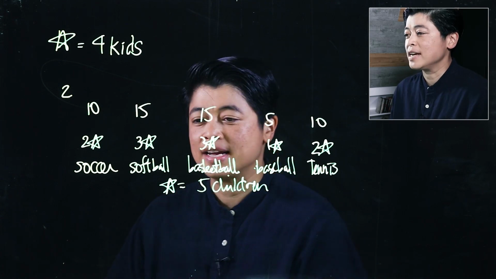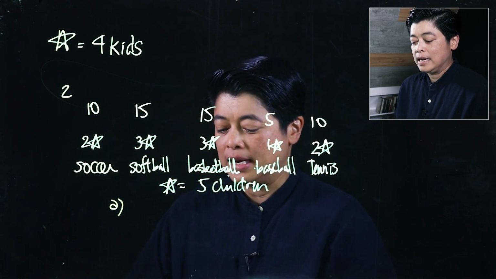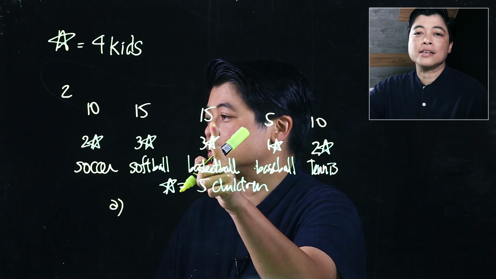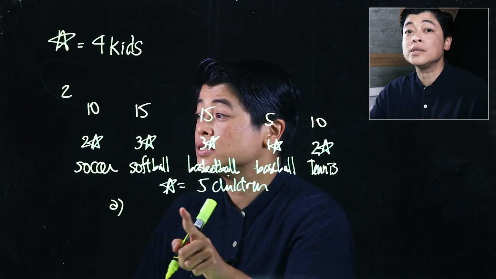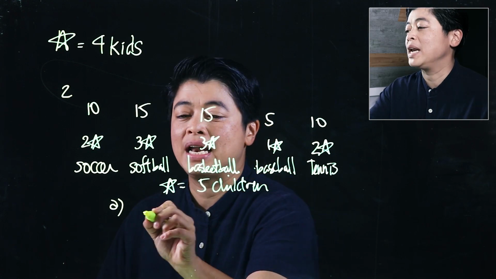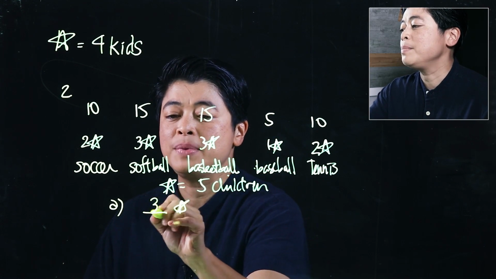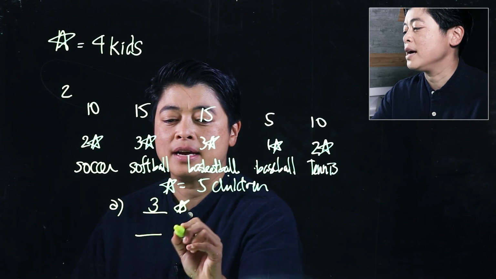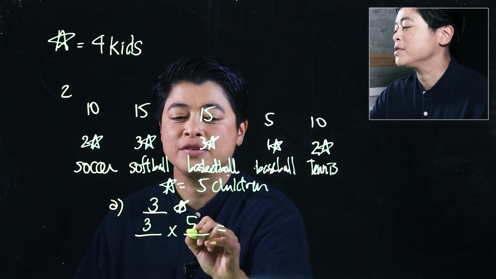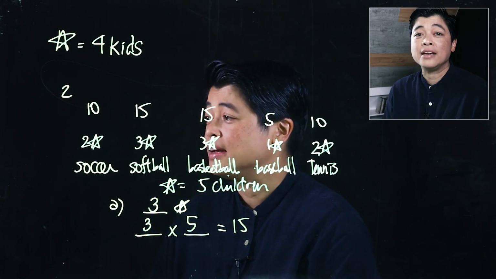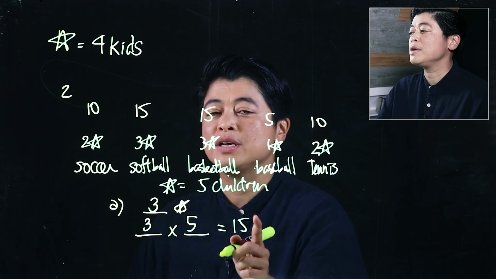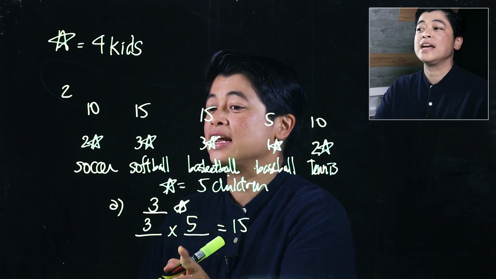The first question says, how many children like basketball? Clearly we already know the answer, but there are guided tools that the kids can use. In their questions, they said blank stars, so there will be 3, and then they say blank times blank equals. So this will be 3 times 5, which is 15. But since we already solved the problem beforehand, we don't need the guide questions anymore.